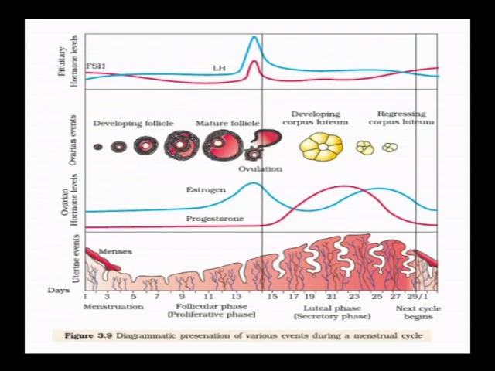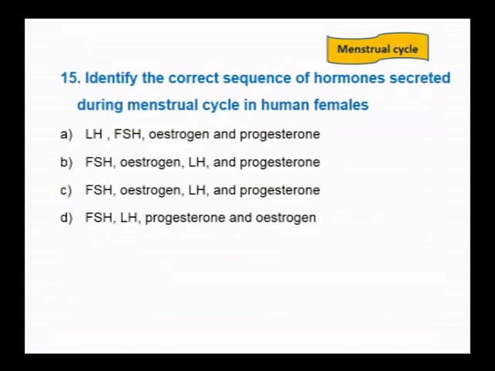This is the various events of menstrual cycle. Identify the correct sequence of hormones secreted during menstrual cycle in the human female.